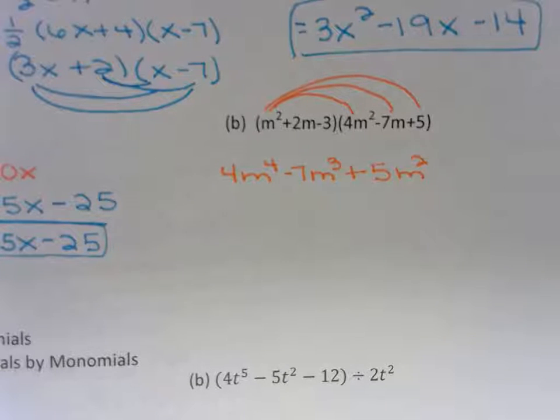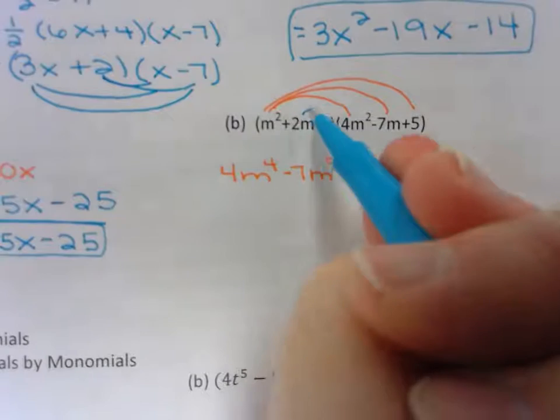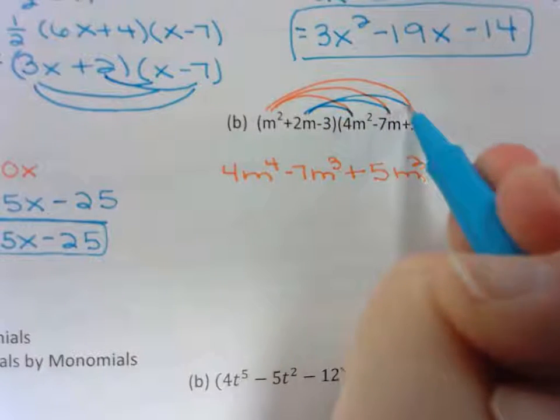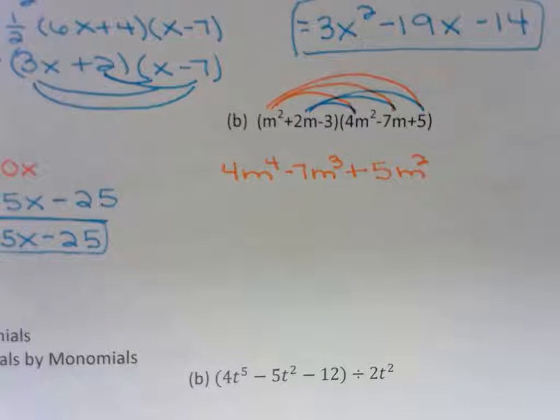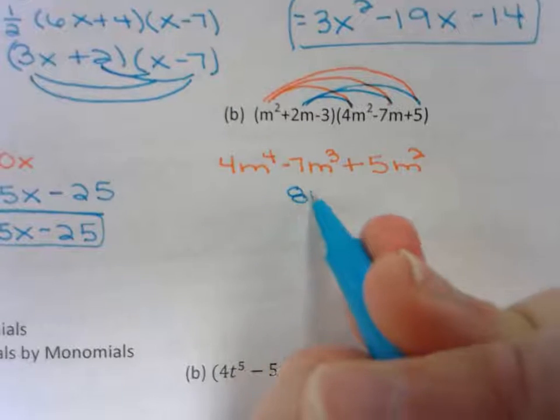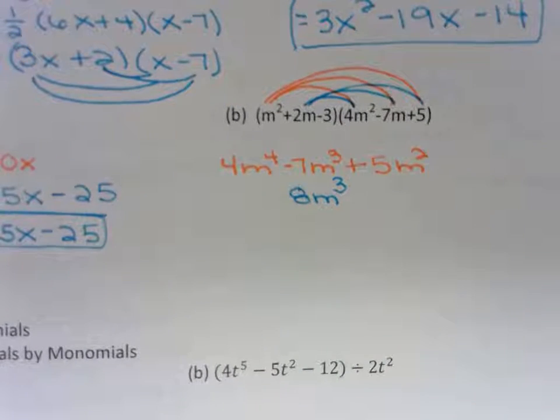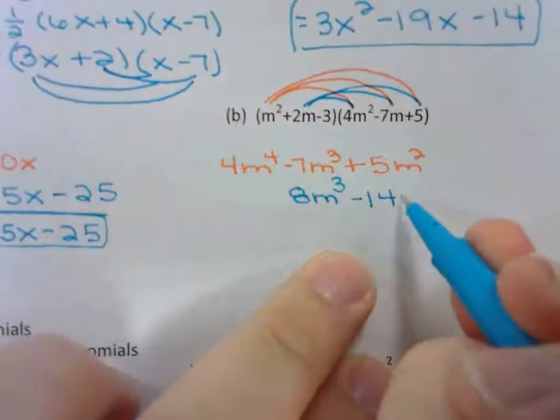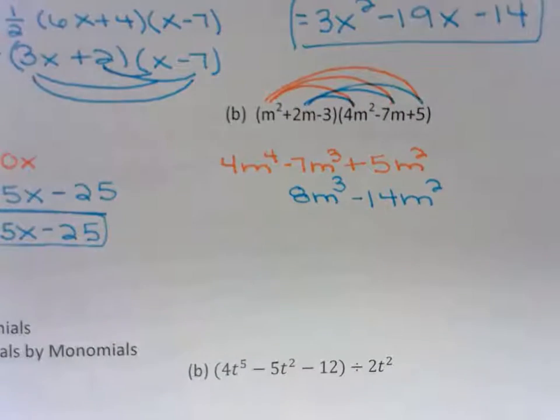Now, what do I need to distribute next? The 2m. So now I take my second term and I distribute it through the second parenthesis. What is 2m times 4m squared? 8m to the third. So I'm going to put 8m to the third. This is where that vertical method is nice because it kind of lines them up for you. So it saves you time at the end trying to search for what goes together. So 8m to the third, 2m times negative 7m. Negative 14m squared. So I put it underneath the positive 5m squared.